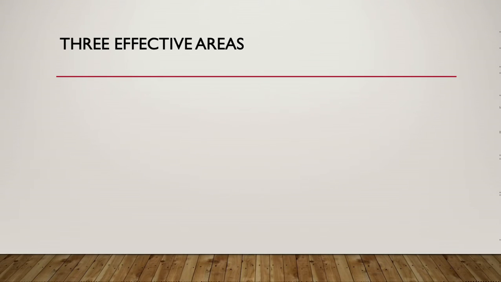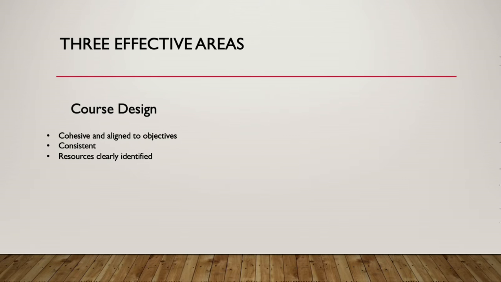So the 3 effective areas. The first effective area that I chose was course design. I rated exemplary in all areas of course design. I felt like the course was cohesive and aligns the course objectives, assessments, and activities. It is consistent and very clearly identified and easy to access.